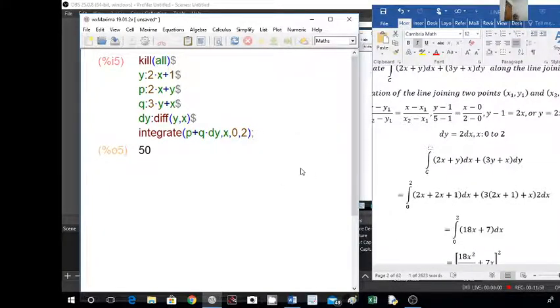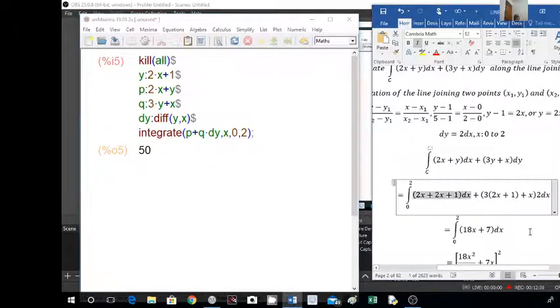Okay. So like this we can verify our result. And those who are having maxima in your lab, these problems are there, line and multiple integrals. Okay. So next I will go to the next example.